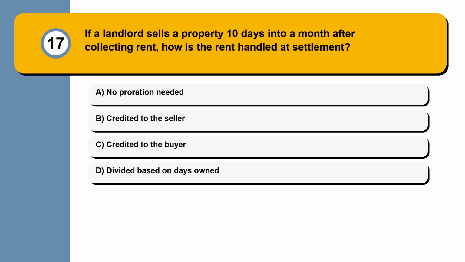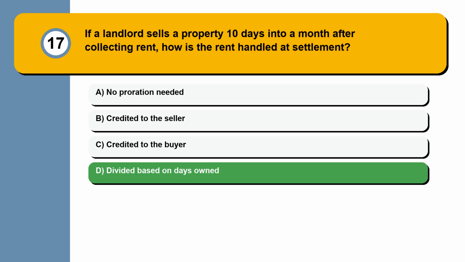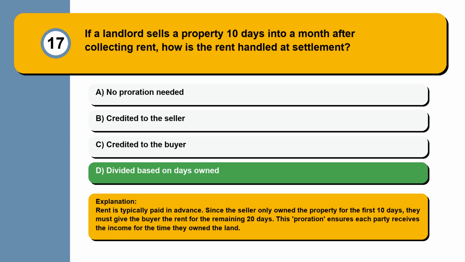Question 17. If a landlord sells a property 10 days into a month after collecting rent, how is the rent handled at settlement? No prioration needed. Credited to the seller. Credited to the buyer. Divided based on days owned. Rent is typically paid in advance. Since the seller only owned the property for the first 10 days, they must give the buyer the rent for the remaining 20 days. This prioration ensures each party receives the income for the time they owned the land.